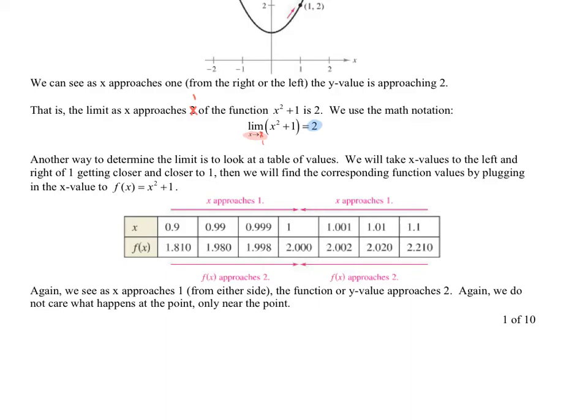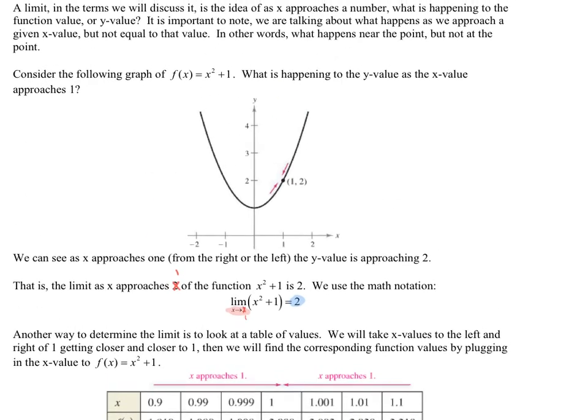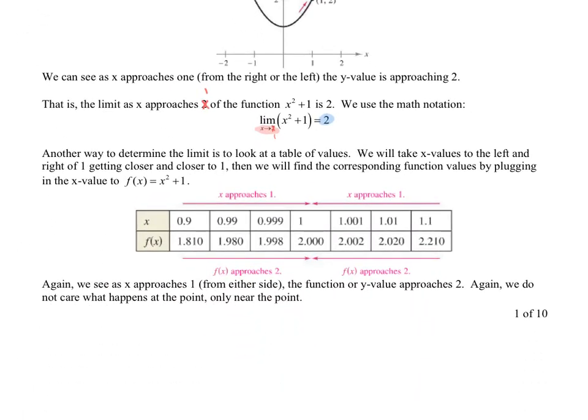There's another way that we could determine it. The way we just determined it is called graphically, because we looked at the graph. Another way is to look at a table of values. We take x values to the left and to the right of 1, getting closer and closer to 1. Then we find the corresponding function values by plugging the x value into the function, and we look at what's happening to the y values as I get closer and closer to 1. Again, we do not care what actually happens at 1. We're caring about what happens near 1.